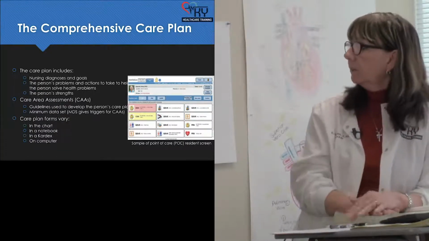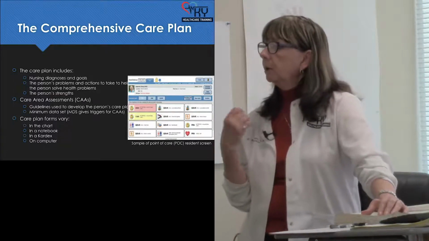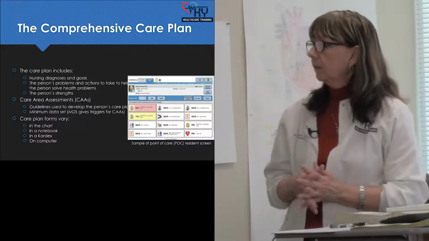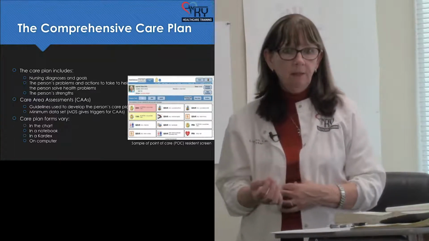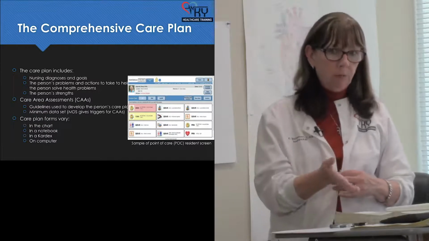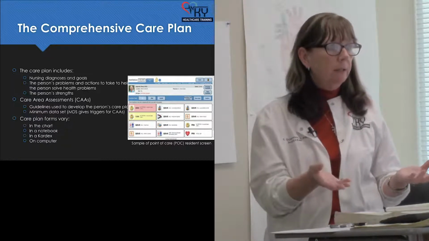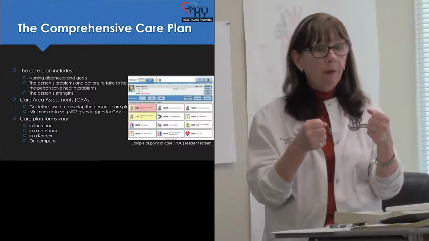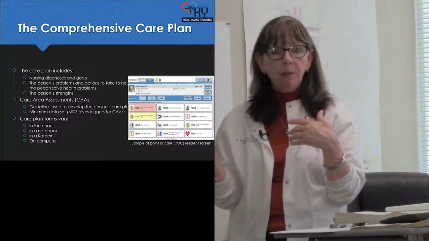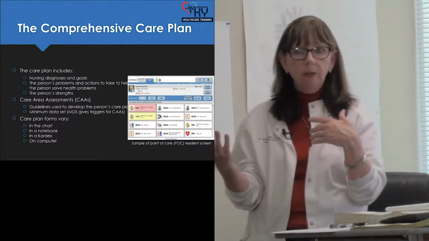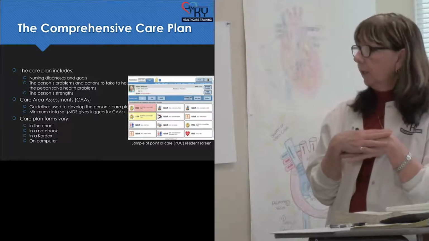Okay, the comprehensive care plan includes nursing diagnoses and goals, the problems and actions to take to help solve those problems, and the person's strengths. Always add that. So maybe she does have tremors and she spills her food, but she can hold a 2-handled cup without spilling it. That needs to be added. She's able to do that by herself. What are her strengths? Add that to the care plan and encourage the patient to continue with those strengths.